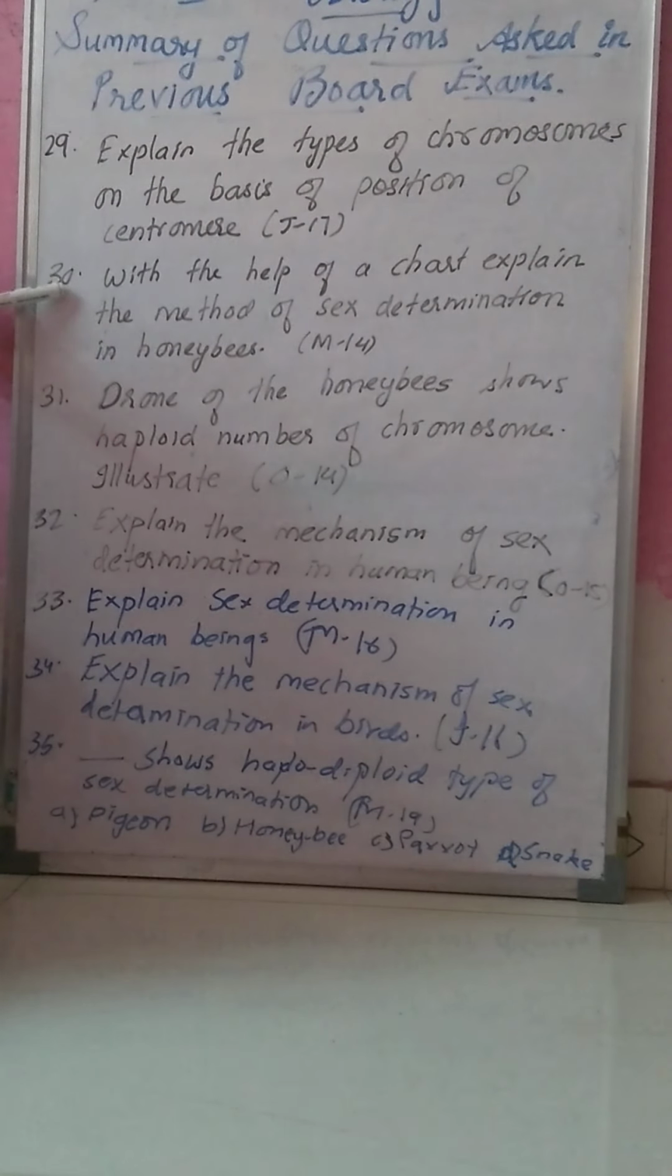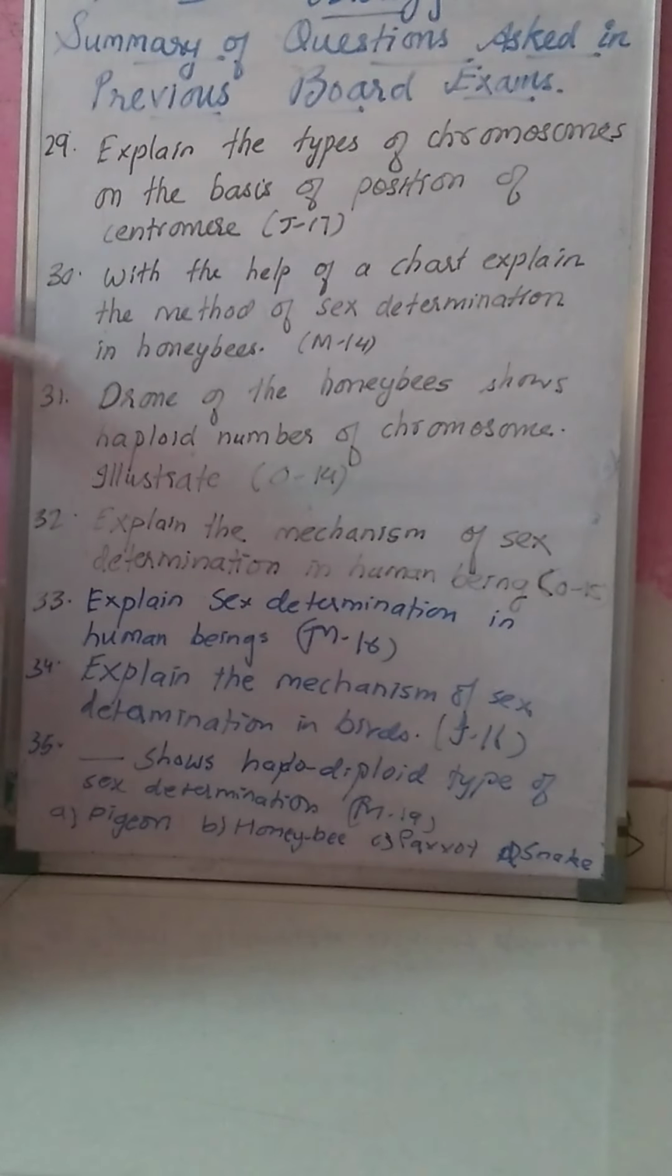Then question number 30 is: with the help of a chart, explain the method of sex determination in honeybee. In honeybee, a different type of sex determination is found in worker, queen and drone. These different types you have to explain with the help of a chart. This question was asked in March 2014.